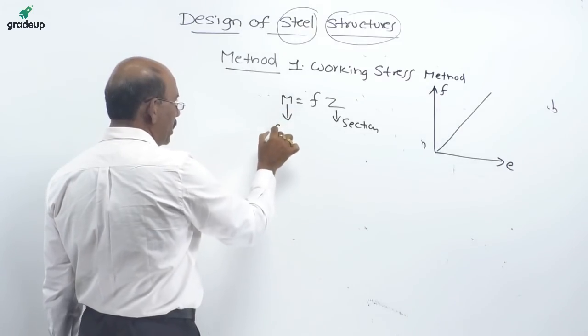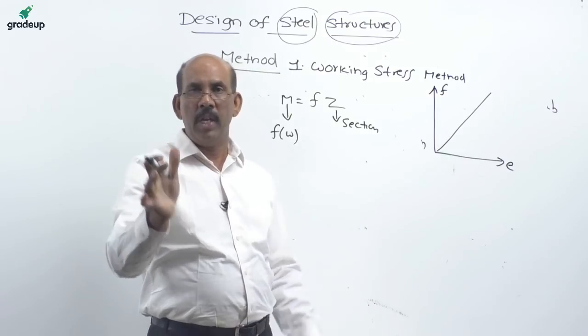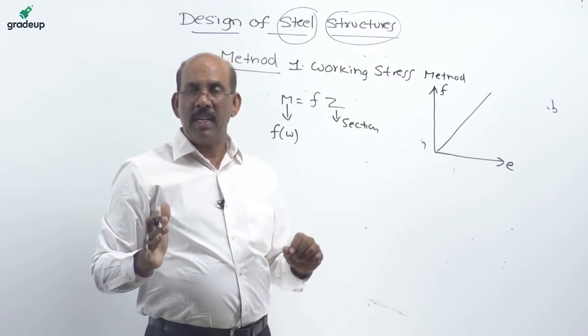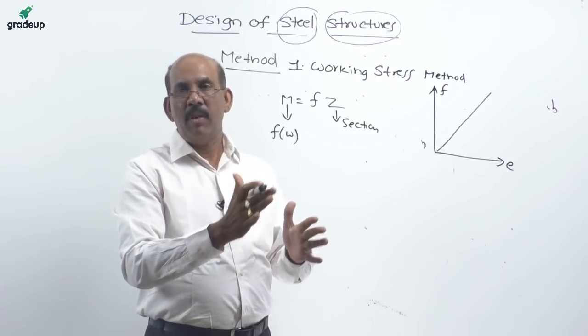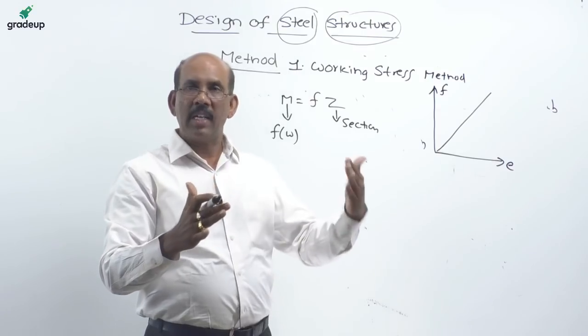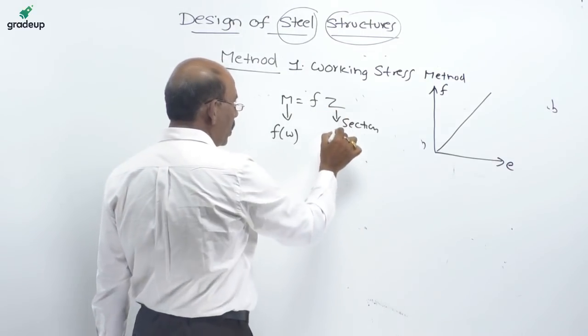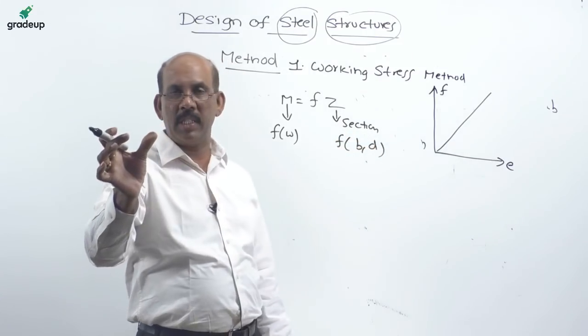And this bending moment is a function of the load. Since the load is less in the limit state method compared to the working stress method, the left hand side term will be less, the working load being less compared to the previous one. Naturally this Z is a function of B and D, that is the cross section dimensions.